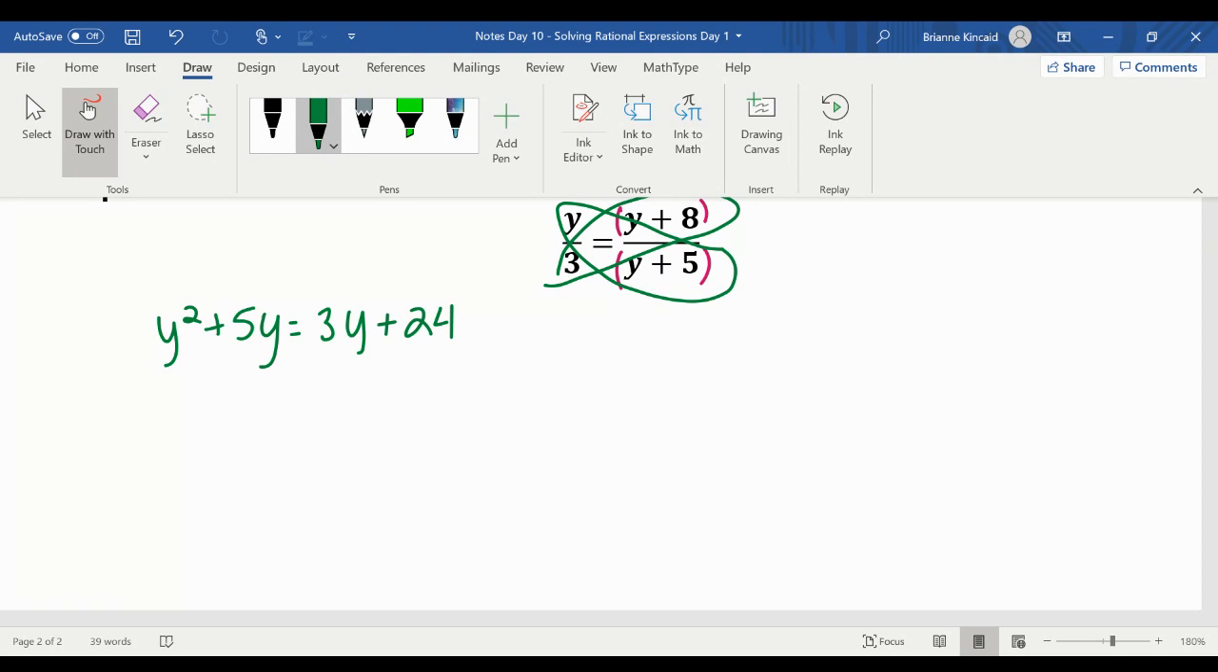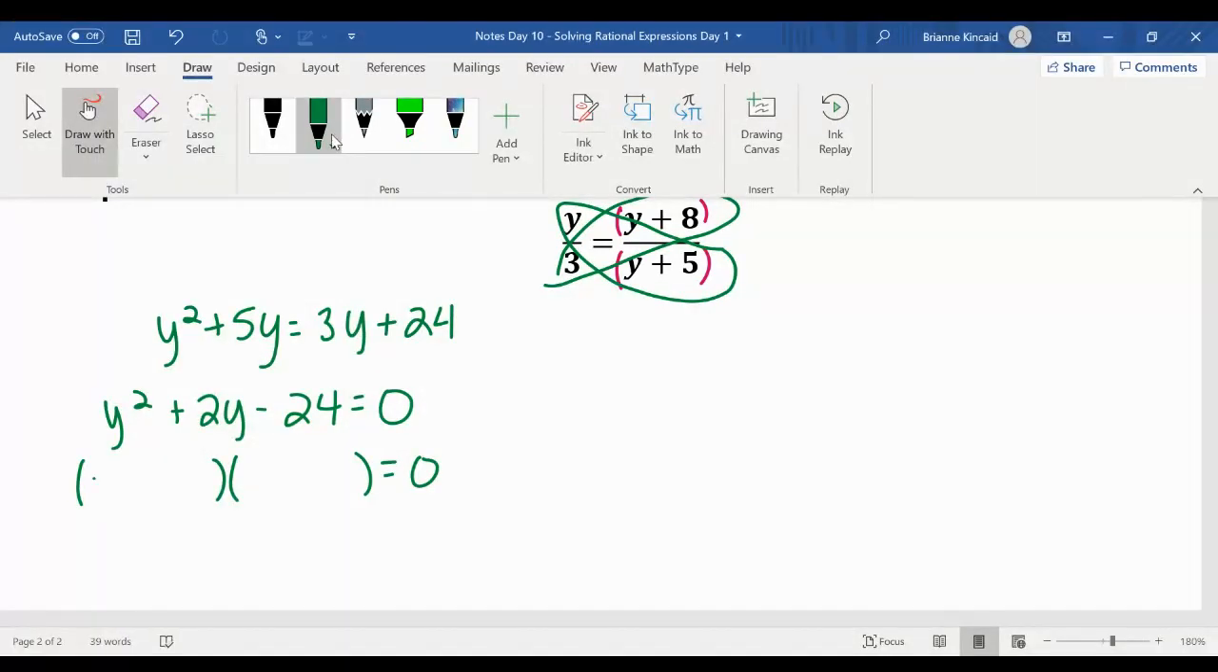My y squared is going to stay positive. I'm going to subtract the 3y over to move it, so 5y minus 3y is going to give us 2y. And then I'm going to subtract the 24 and set equal to 0 because I've now moved everything over from the right side. So to factor this, I have a trinomial. It's going to factor as 2 binomials.